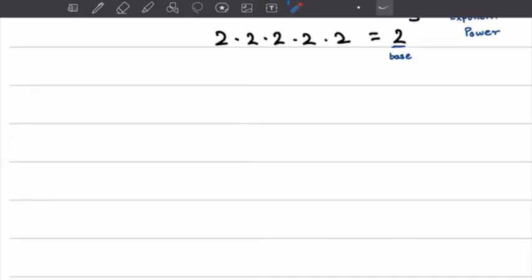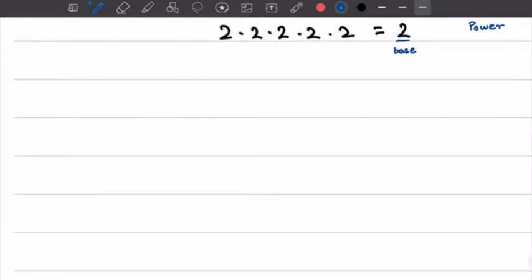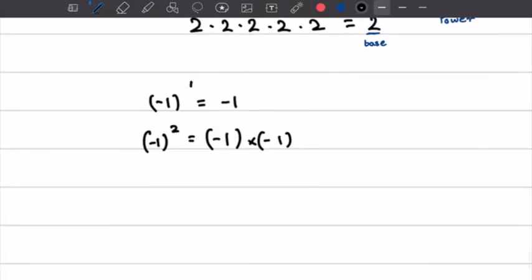Just a quick note on a simple trick that you can use. Let's say you have negative 1 to the power of 1. That is just negative 1, because you're not actually multiplying by anything. But let's say you have negative 1 to the power of 2. That is negative 1 times negative 1. So you're multiplying a negative number by a negative number, which becomes positive.